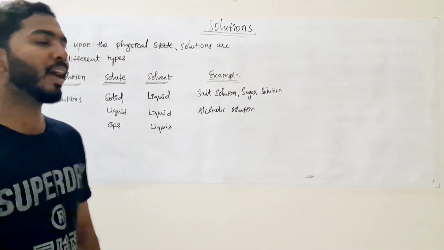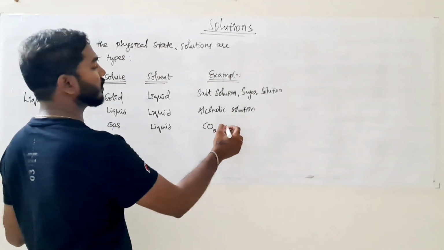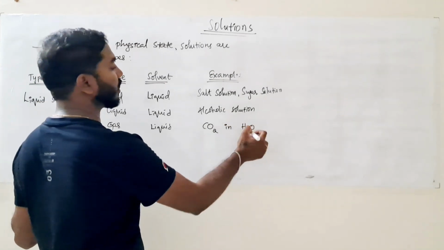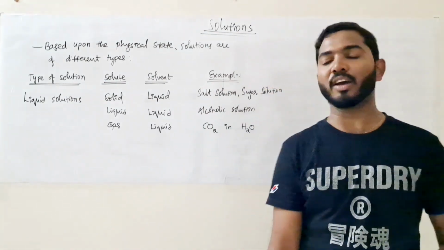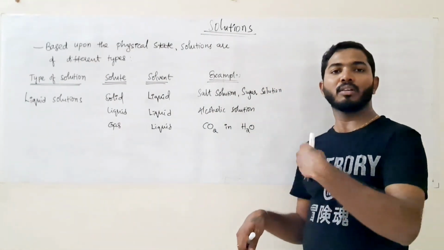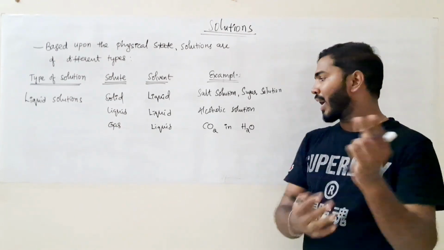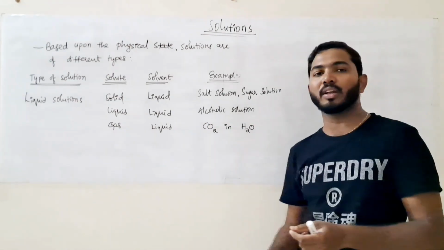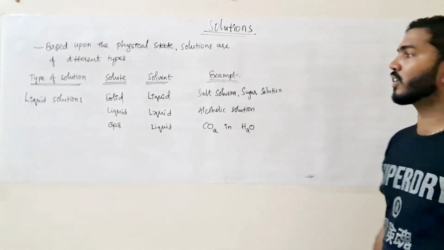And then gases in liquids. For gases in liquids, we know it is carbon dioxide in water. In soda water, we generally use this carbon dioxide to make the water carbonic acid. When we add this CO2 into water, it will give us soda water. Please try to take the screenshot.